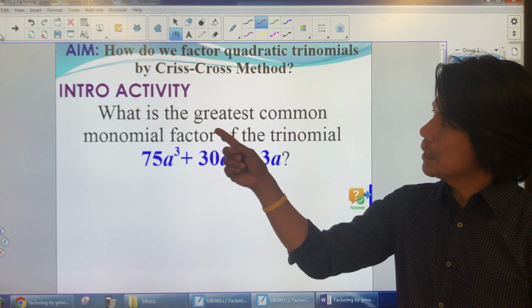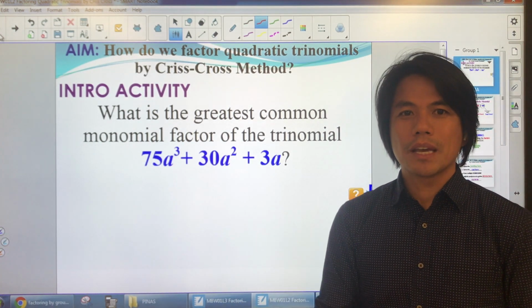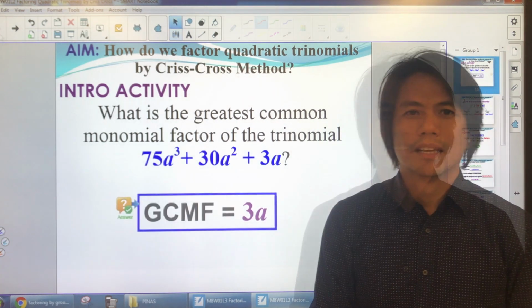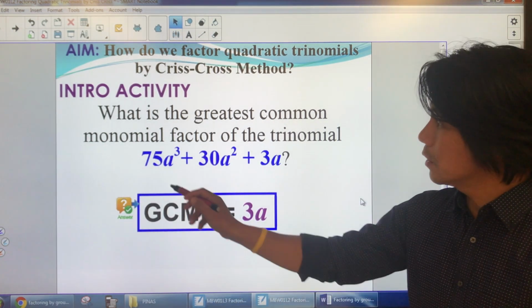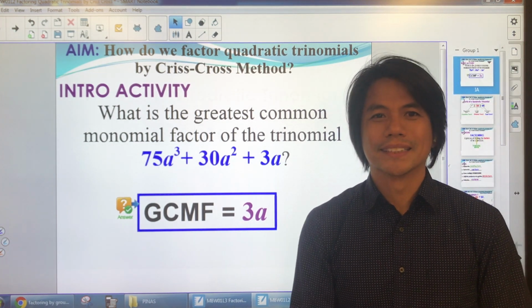Today we're going to learn how to factor quadratic trinomials by crisscross method. So go ahead and complete the intro activity first. Be sure to pause your video while you're doing it. Come back once you're done so that you can check your answer. So the greatest common monomial factor of this trinomial is 3a. I hope you got that right.